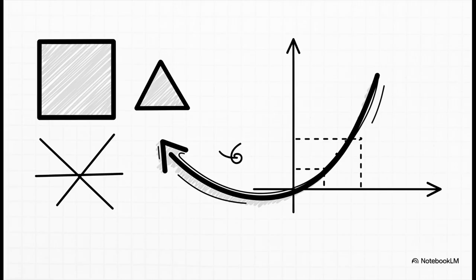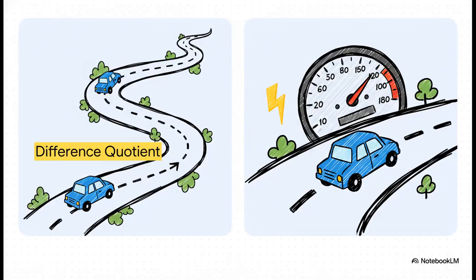Let's leave behind the neat and tidy world of straight lines and perfect squares. Let's talk about curves, things that are constantly changing, constantly in motion. What happens when we apply our idea of difference here? This leads us to something that sounds a little intimidating, the difference quotient. But don't worry, the idea is actually pretty simple.